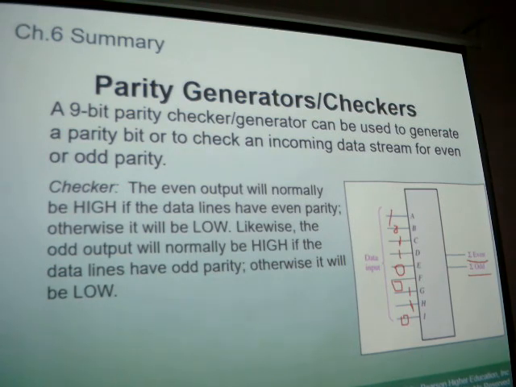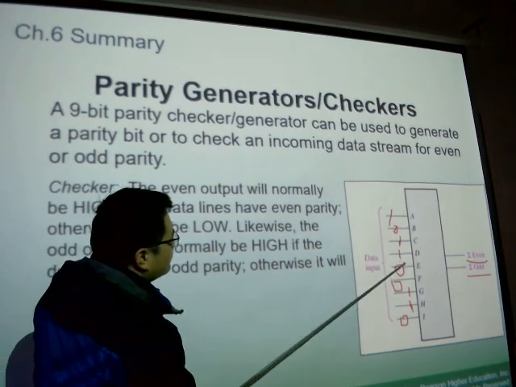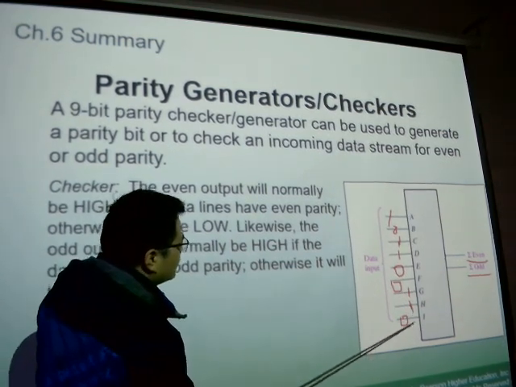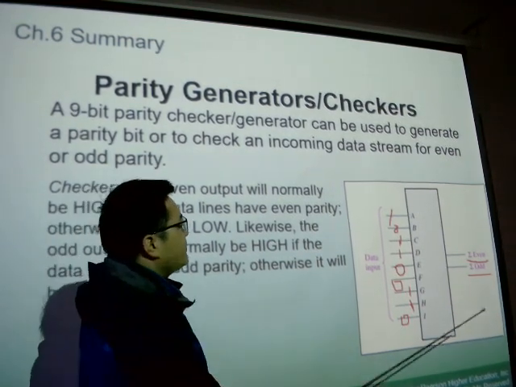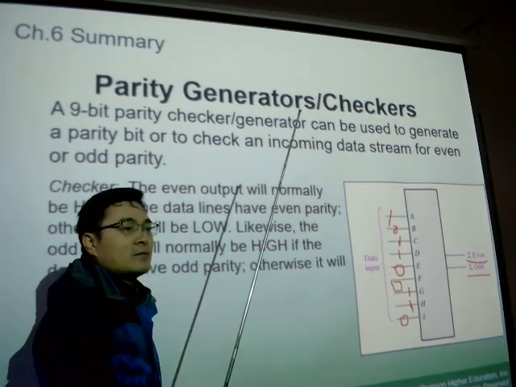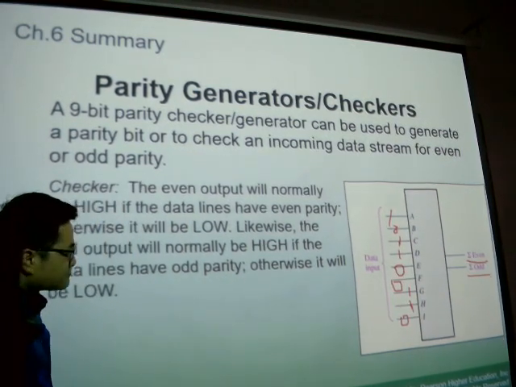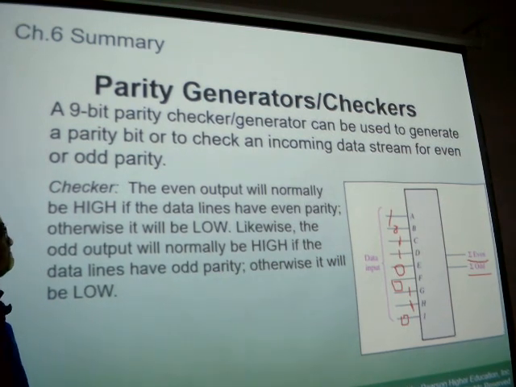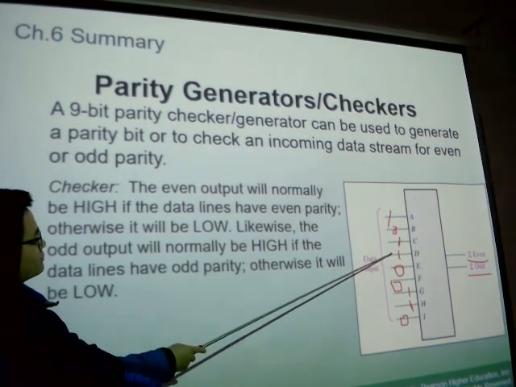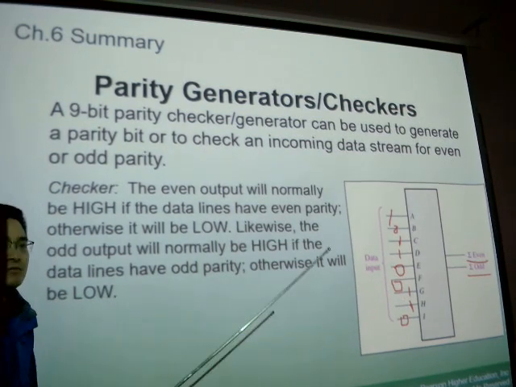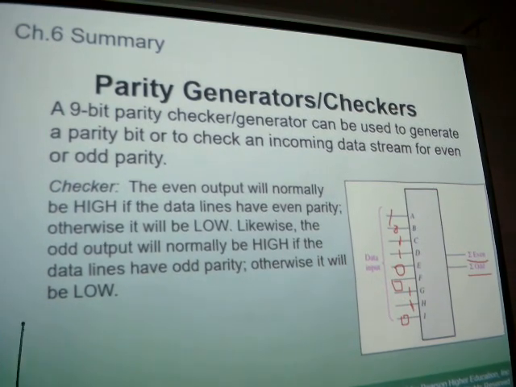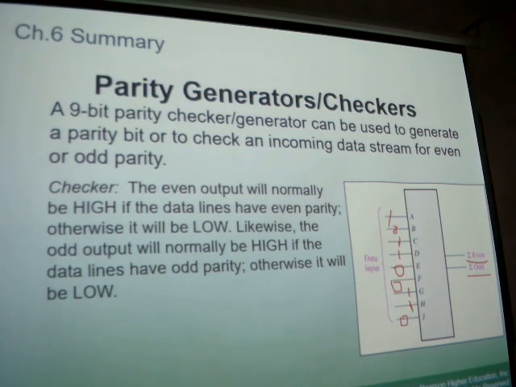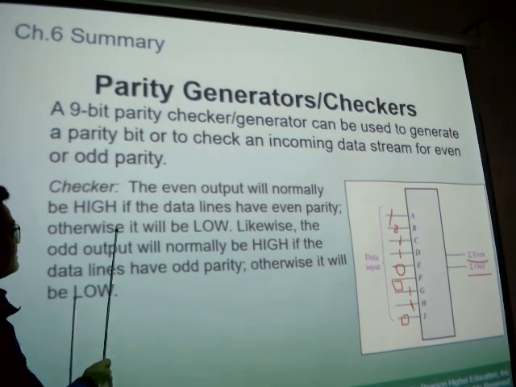If the inputs are 1 0 1 1 0 0 1 1 0, what is the value of the output? Count the ones: 1, 2, 3, 4, 5. There are 5 ones, and 5 is an odd number, right? So there is odd parity.